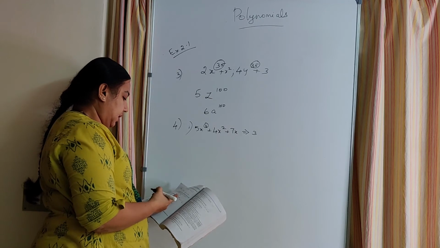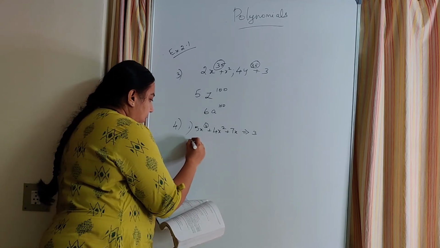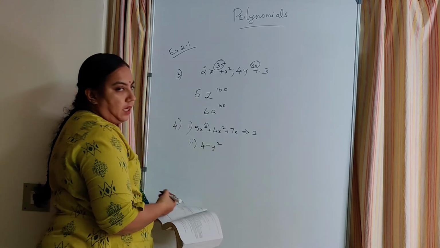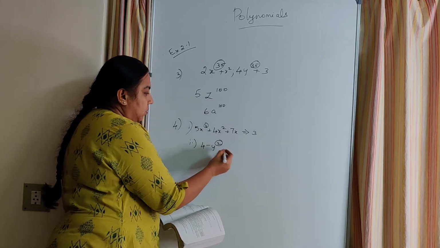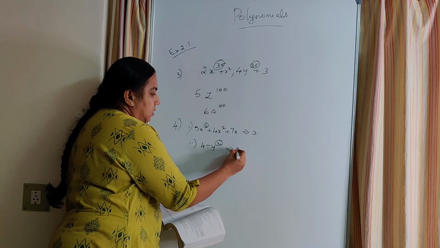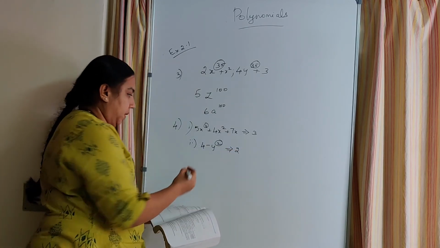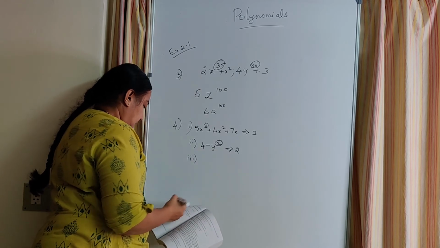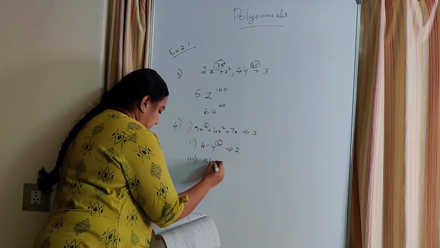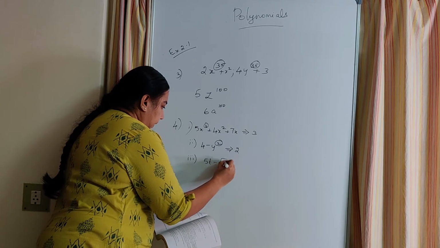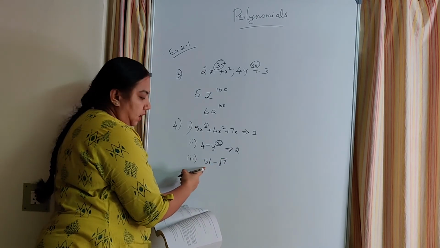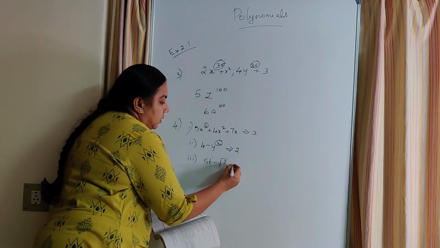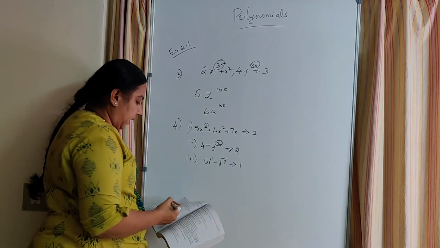In the next sum, 4 minus y square. Which is the highest power? Here this 2 is the highest power. It means 2 is the degree of this polynomial. And then the third sum, 5t minus square root of 7. This is the t term and no power is given. So what does it mean? 1 is there. So the degree of this polynomial is 1.